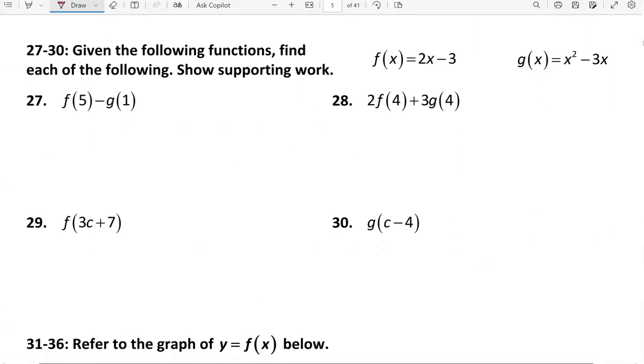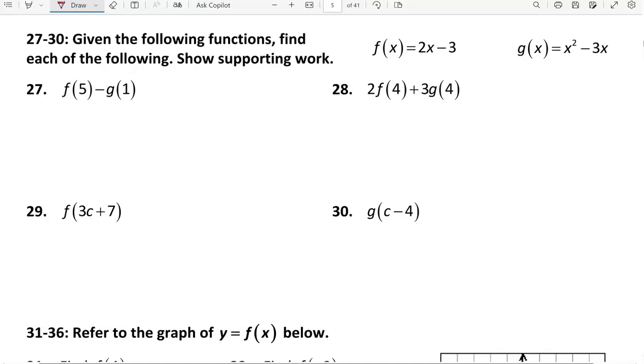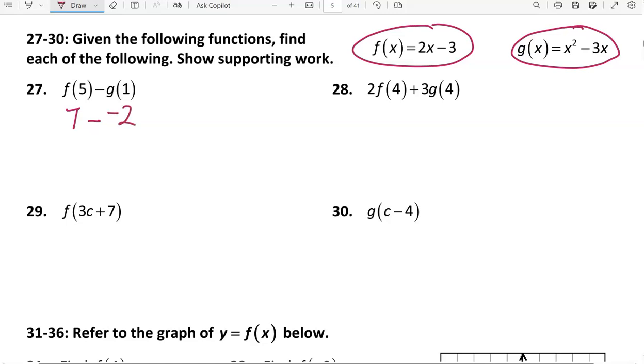Now, for each of the following functions, we're going to do something a little bit more involved. You'll notice that number 27 says f of 5 minus g of 1. All we need to do here simply is find f of 5, find g of 1, and then subtract them. So if you want to do part of the work in your head, f of 5 is 2 times 5 minus 3, which is 7. g of 1 is 1 squared minus 3 times 1, which will give us 1 minus 3, which is negative 2. 7 minus negative 2 is 9.